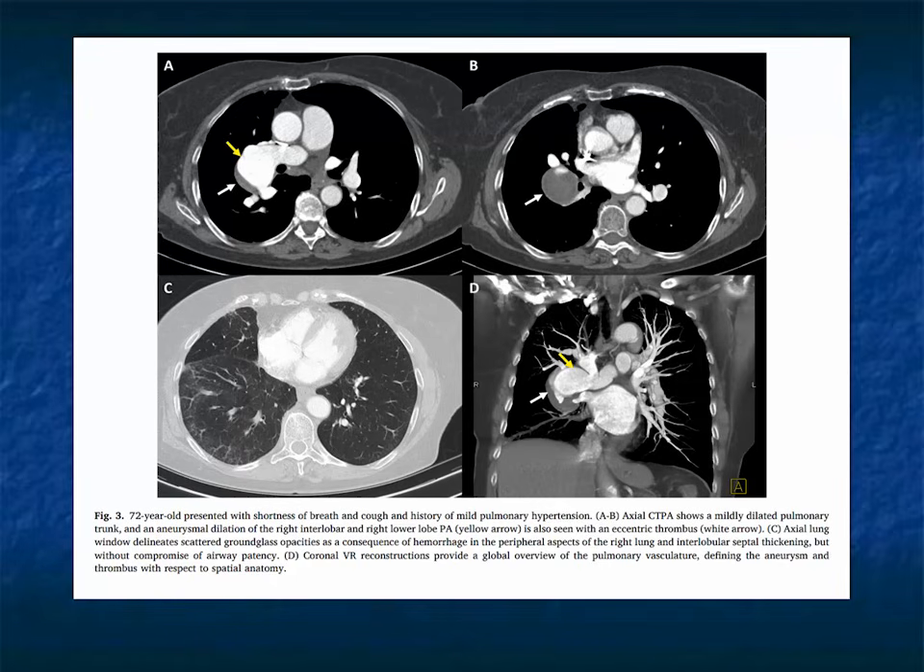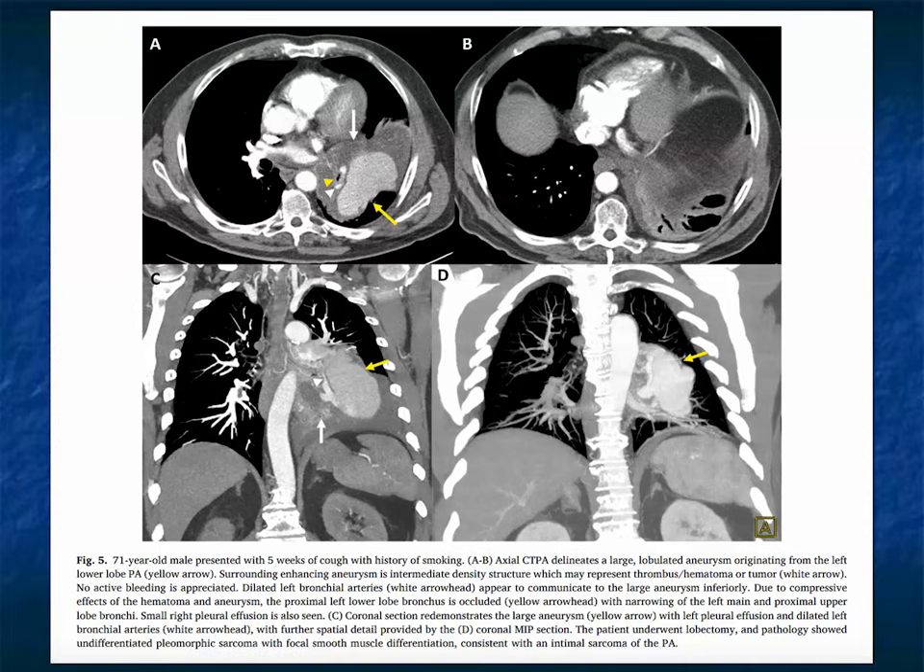Nice example here of a patient with shortness of breath and pulmonary hypertension. You can see the right main pulmonary artery aneurysm with some thrombus present, very nicely shown on the axial and the coronal volume reconstructions. Again, embolization's a possibility in this case, but surgery will probably more likely be done.